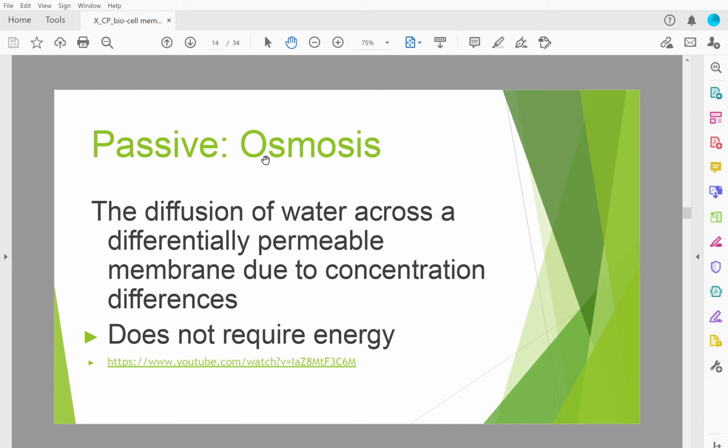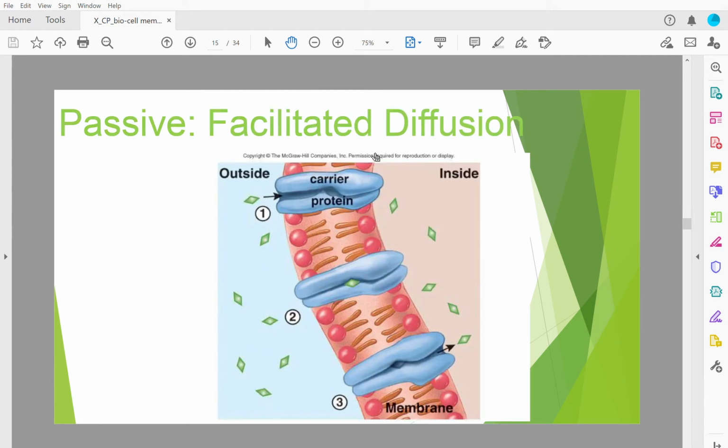Passive, again, transport is diffusion. It's osmosis of moving water across the membrane from high to low. You can look at these videos to help you out, which is a great option.